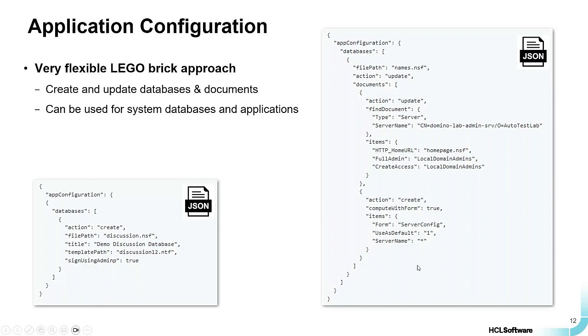Action is create, and then what I do here is I say compute with form. That means when you put in the basic values that are needed, the compute with form puts all the remaining values that that form has as a default. So you don't need to specify all the values, you only specify what you would normally type in, and everything else is added for you. But this means you have to use the compute with form.